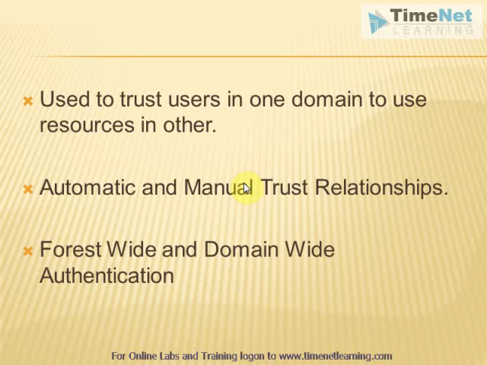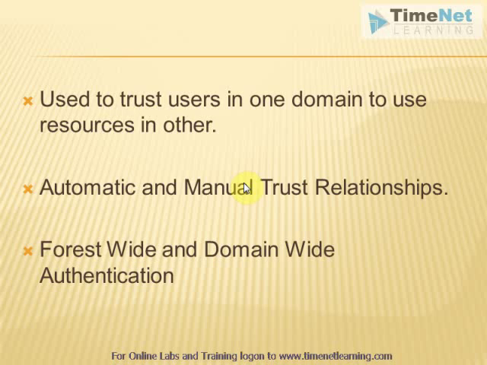There are two types of trust relationships: automatic and manual trust relationships. The automatic trust relationships are created when we create domains in the same forest, and the manual trust relationships are created by the administrators of the domains manually. And there are two types of authentications, like forest wide and domain wide authentication.